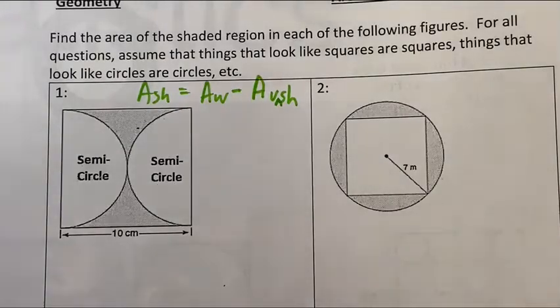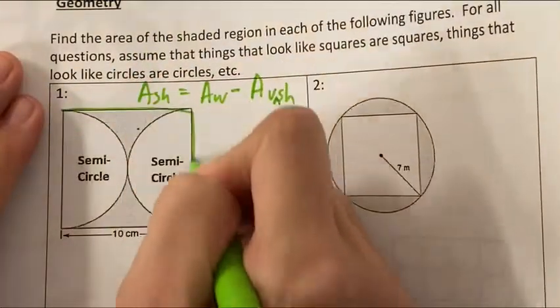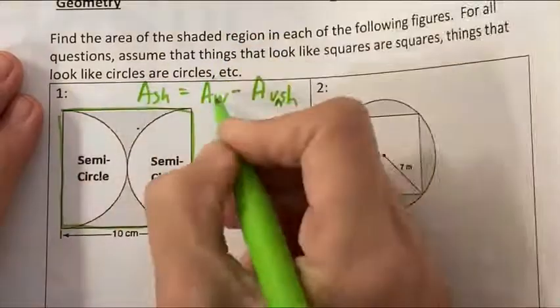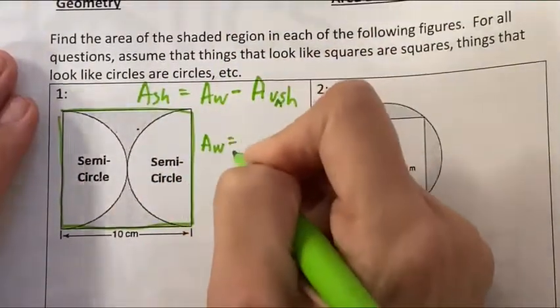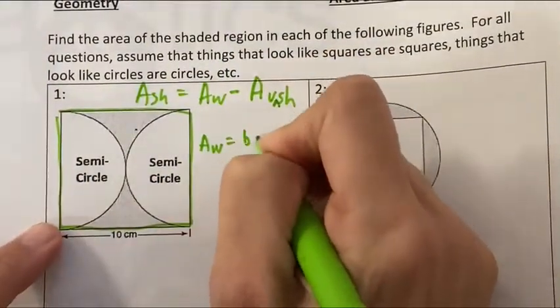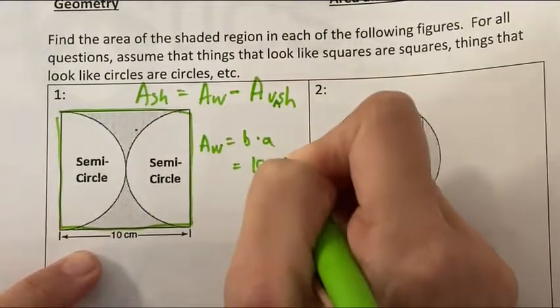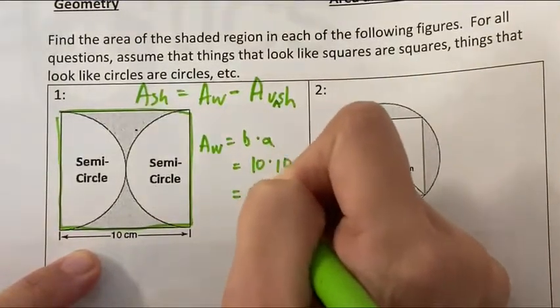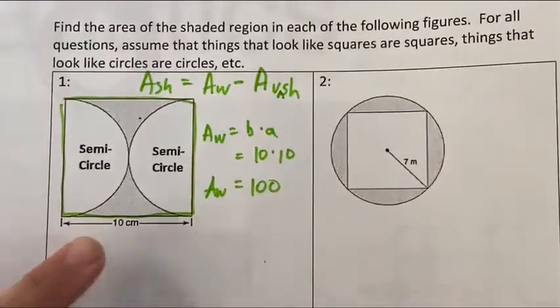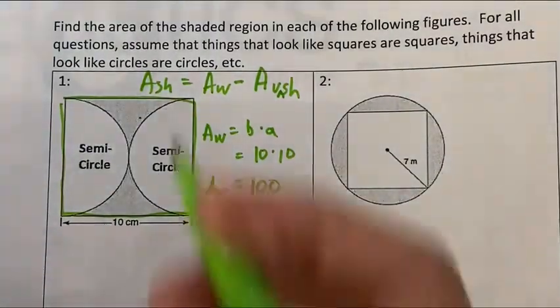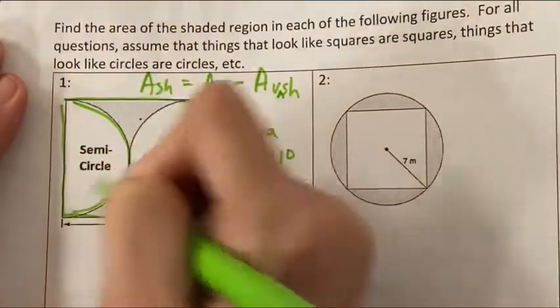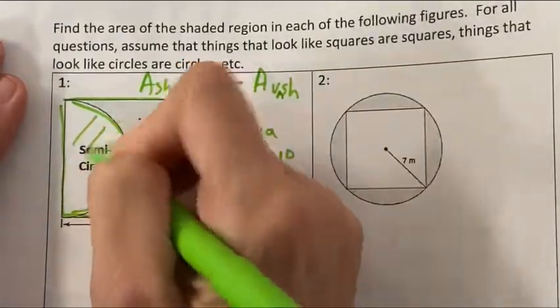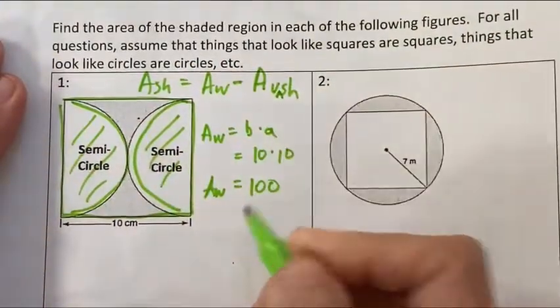So what is the area of the whole thing? That's just a square. So that'd be base times altitude, or 10 times 10. So the area of the whole thing is 100. Now, what part do they cut out? Well, they're going to cut out this circle and that circle. So 2 halves make a whole.